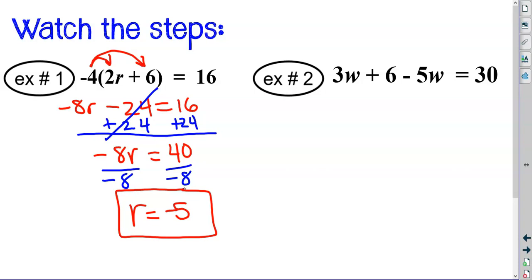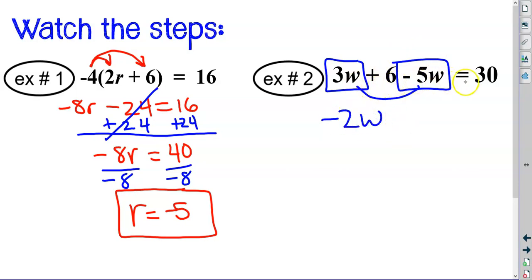Example number 2 is going to show us how to combine like terms. Now if you notice in example number 2, I have 3 terms on the left-hand side. 2 of my terms have w's or variables in them. Notice when I circled my terms that I circled the operation. That operation belongs to this number. So therefore that becomes its sign. So if I have a 3w and a -5w, then I can combine these by performing that operation. So 3w's take away 5w's would leave me with -2w. The remainder of my terms stay the same. +6 = 30. Now I can finish solving using my inverse operations.